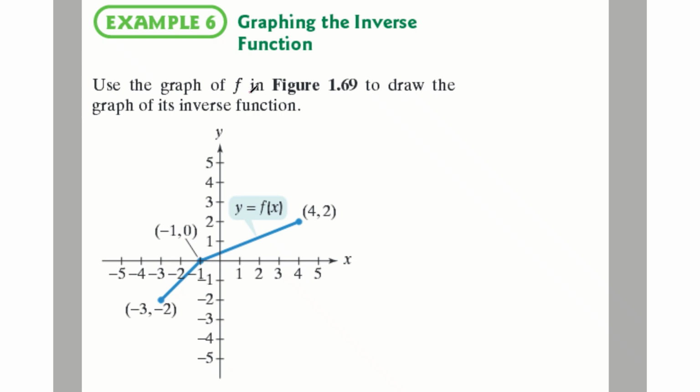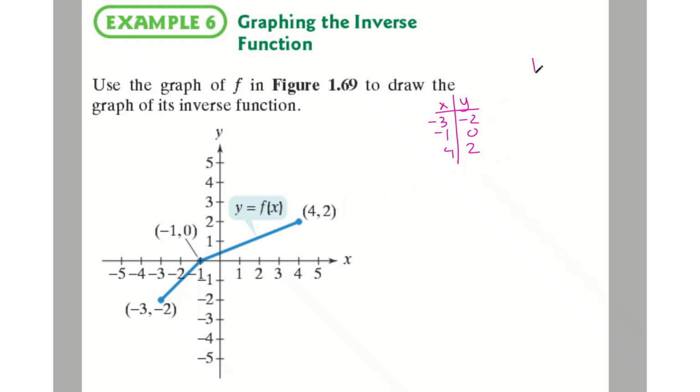Use the graph of f in this figure to draw the graph of the inverse function. So the way I like to do inverses, to me, I think is the easiest way. Write down your points of inputs and outputs. All right, so let's see. We got -3, -2. We have -1, 0. And then we have 4, 2. Those are the 3 points that we're given, right? I mean, sure, there's other points, but these are the 3 important points, the key points, if you will.